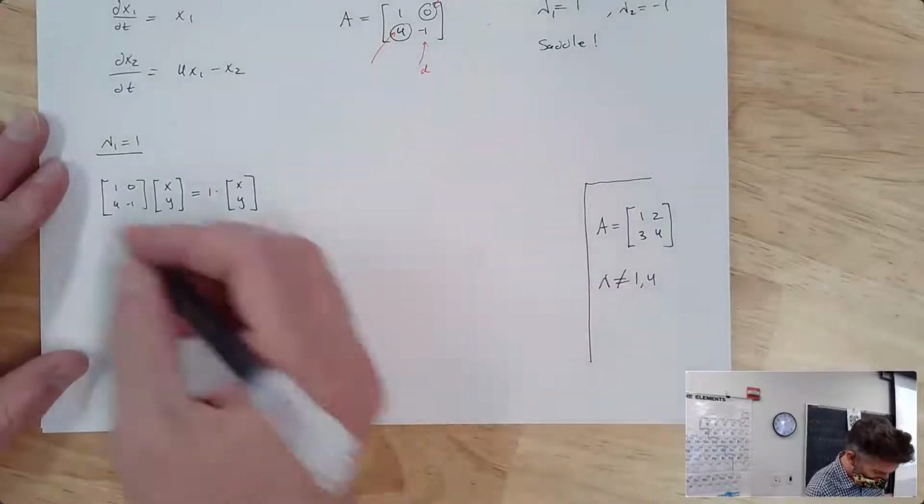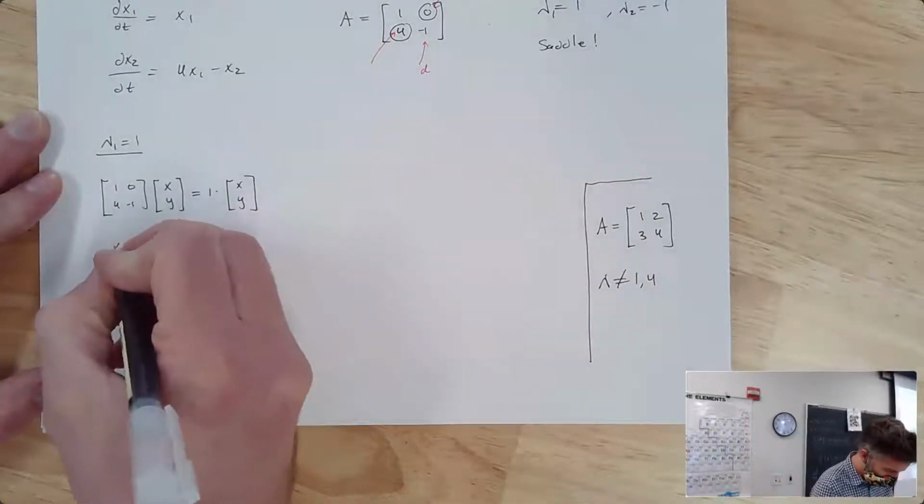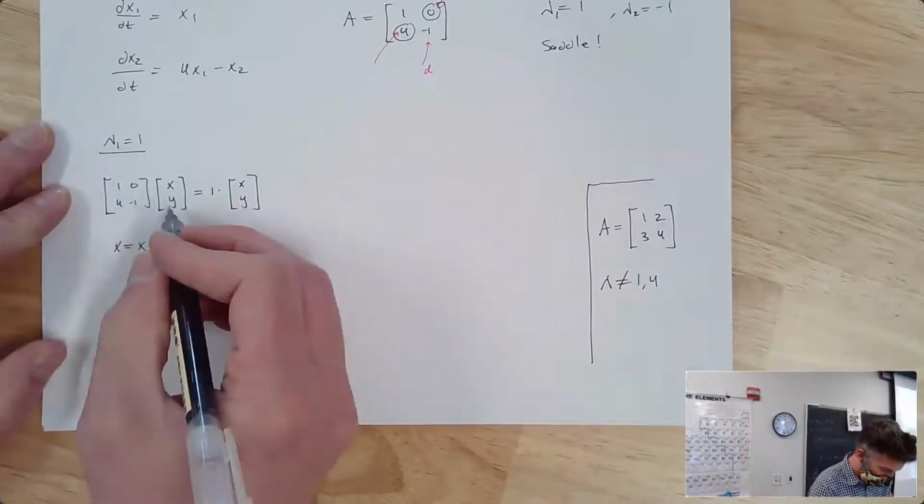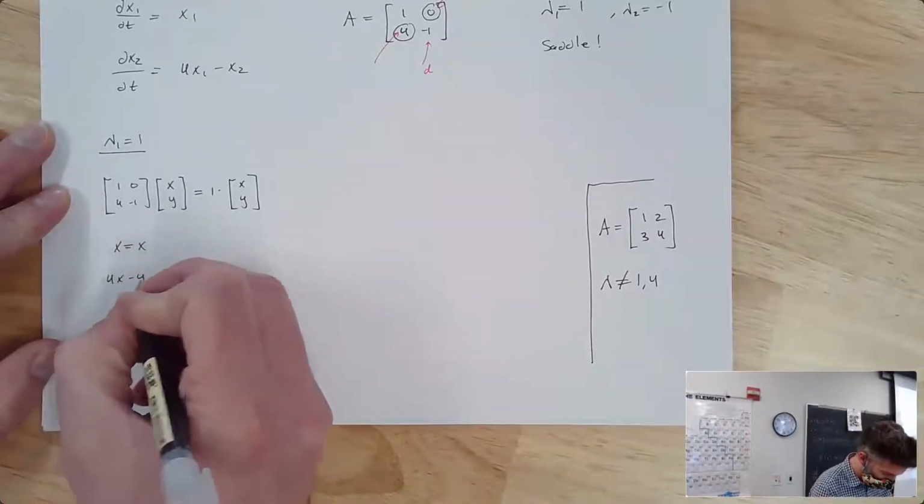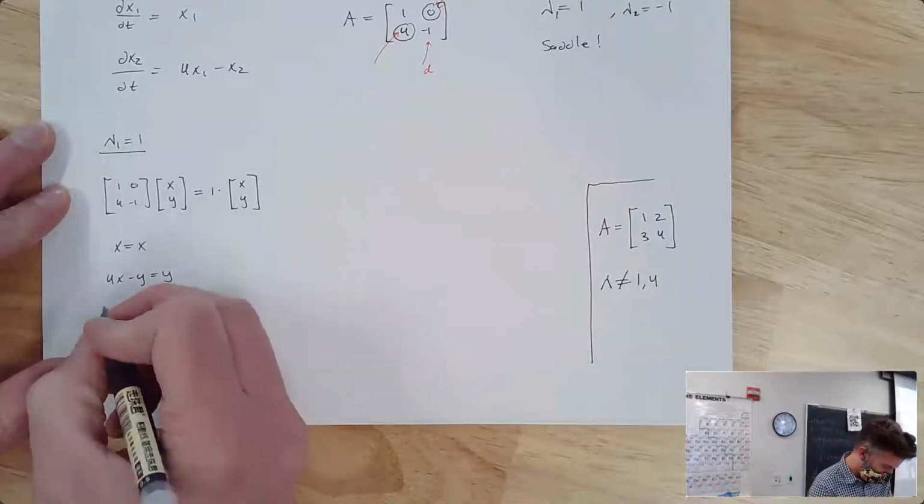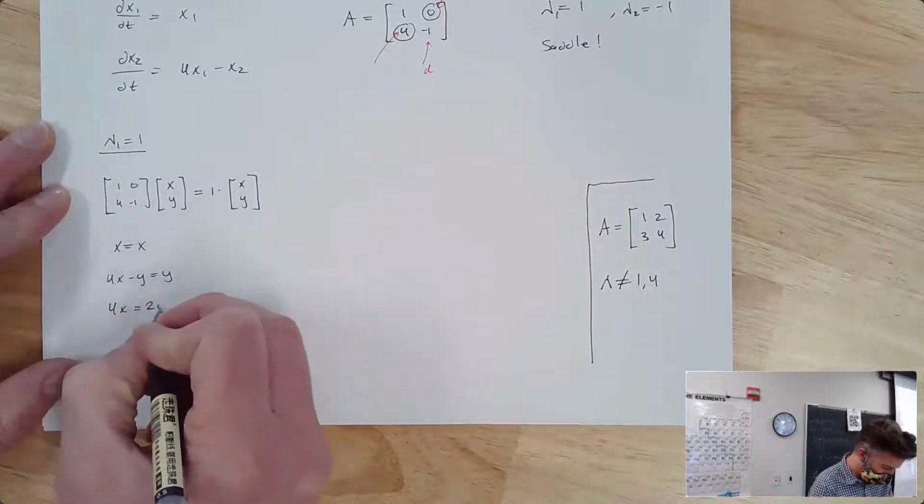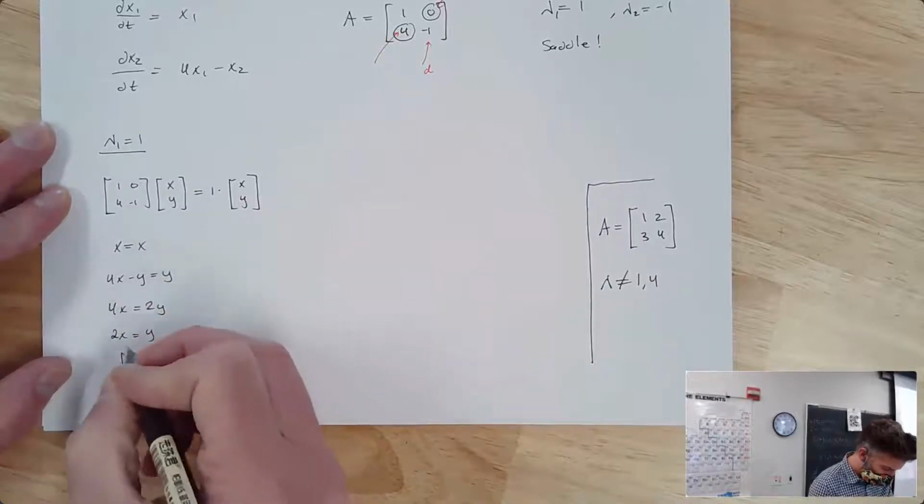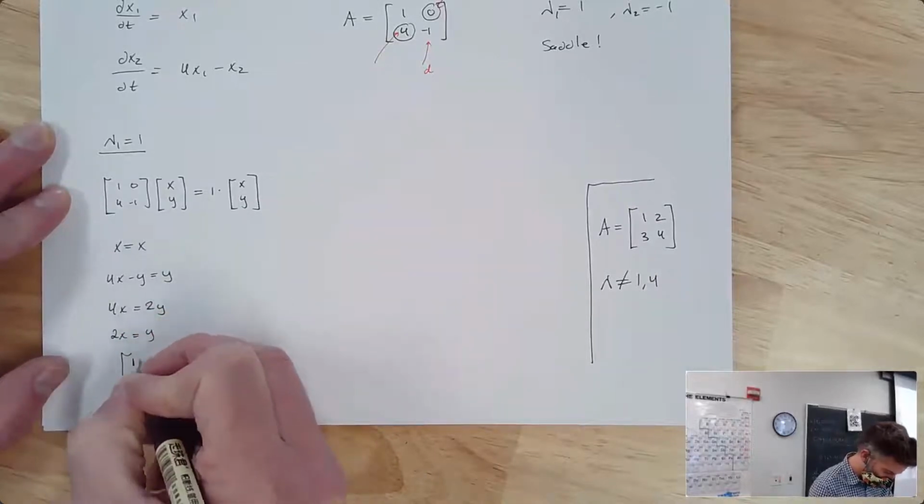So let's see, I'm going to solve this. I get x equal to x. That's not super helpful, so let's use the second row. I get 4x minus y equal to y. So it looks like I've got 4x equal to 2y, or 2x equal to y. So it looks like my eigenvector is x is 1, y is 2.